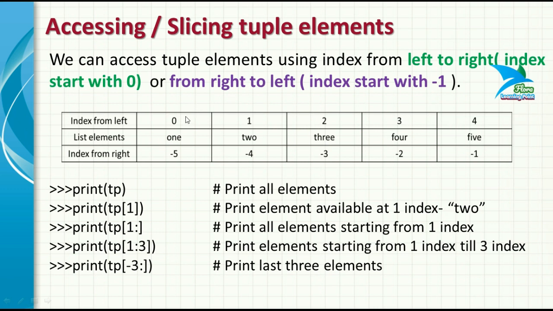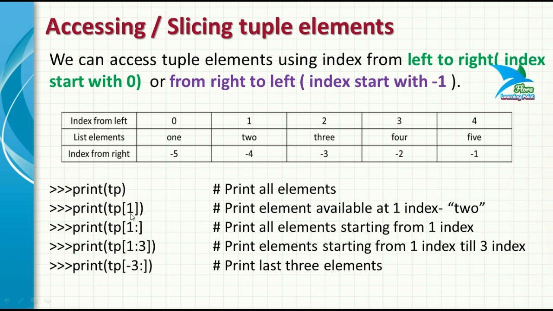Here in this table, we have tuple elements: 1, 2, 3, 4 and 5, and the index of the first element is 0. If you access the elements from left to right, that means 0, 1, 2, 3 and 4 and so on. But if you access elements from right to left, then the index of the last element will be -1, then -2, and so on. So here we have different mechanisms to slice or access a particular element.